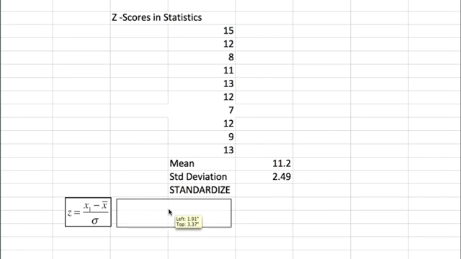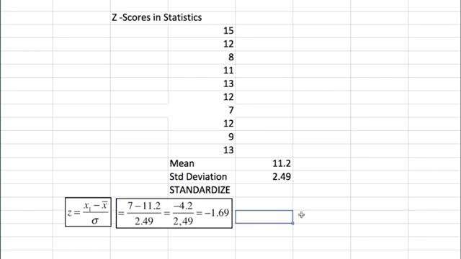So I'm going to move over now the actual manual calculation that we would go through. And what this shows you is that we have substituted the 7 for x sub 1, we have substituted the 11.2 for the required mean, and we've divided by 2.49. When we finish our calculation, we have negative 4.2 divided by 2.49, and we end up with a result of negative 1.69. So that would be our manual calculation using the formula.